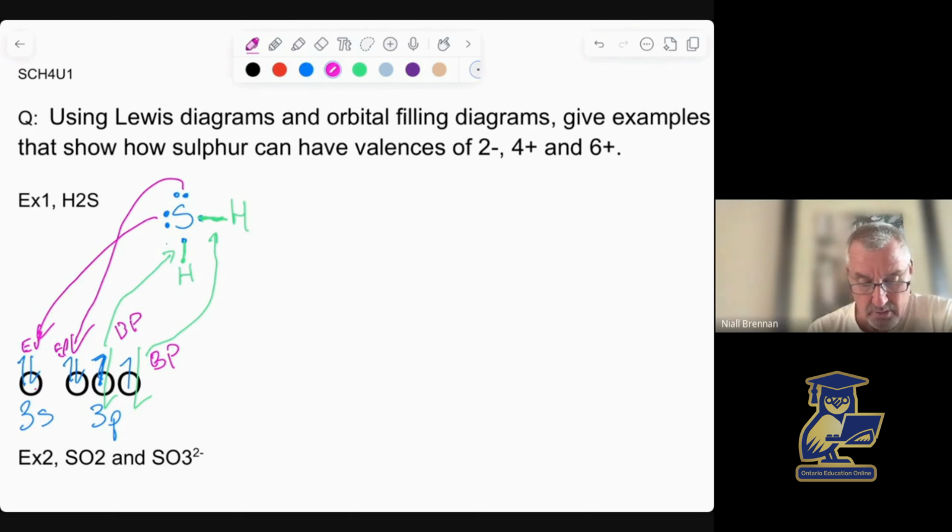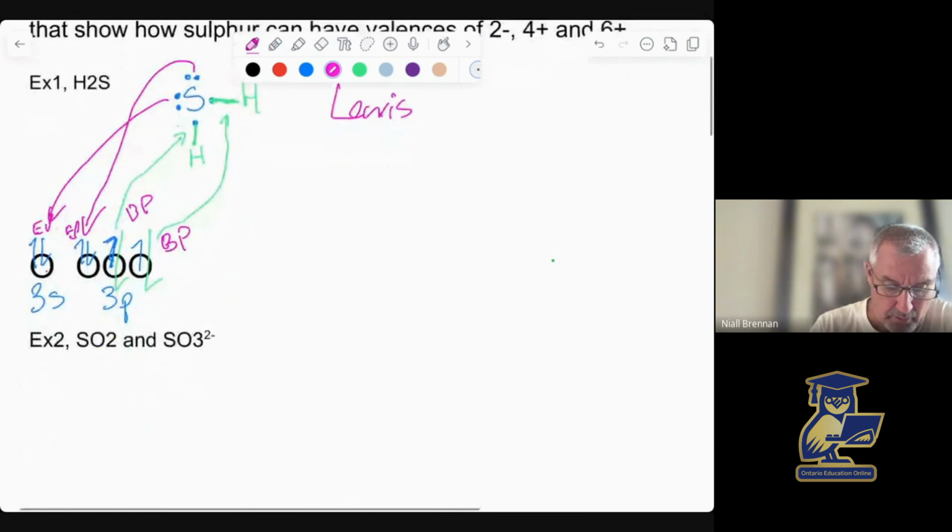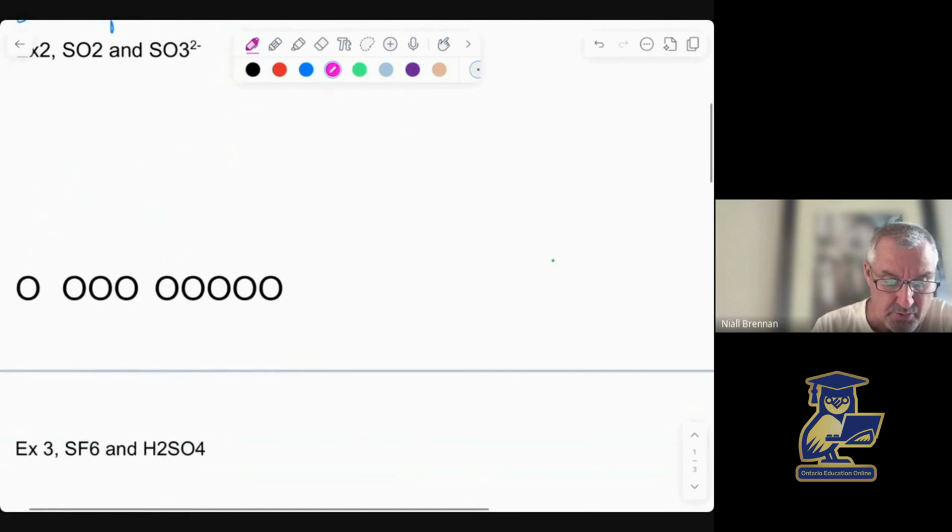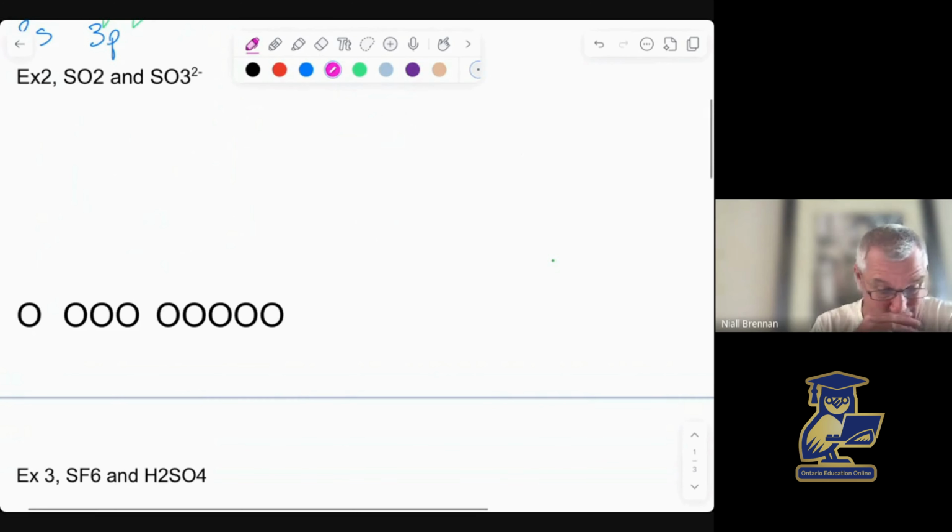So our Lewis diagram, which is right here, complements our orbital filling diagram. All right, let's go to the next one. The examples I used here for the 4 plus are SO2 and sulfite, SO3 2 negative. So these Lewis diagrams will get a little bit trickier, and we're going to start to extend beyond the octet rule as well. So let's start with SO2.